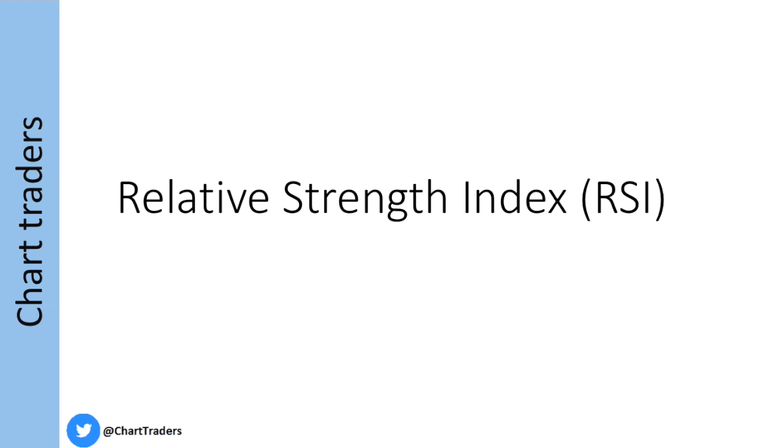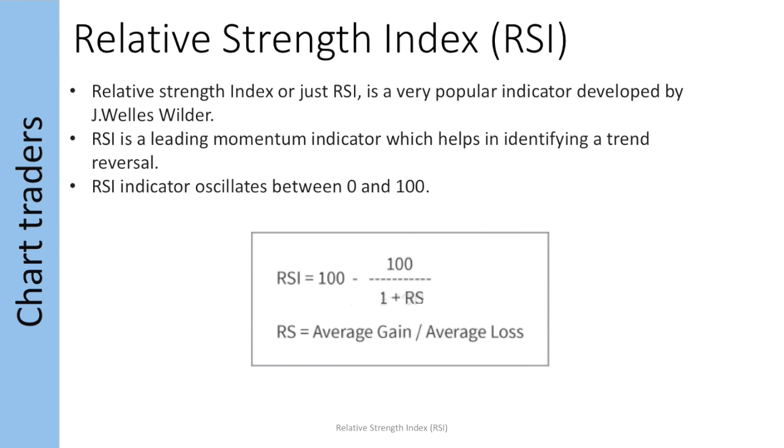So RSI, that is the Relative Strength Index, was developed by J. Wilder. It is a leading momentum indicator which helps in identifying a trend reversal. The RSI indicator oscillates between the values 0 and 100.